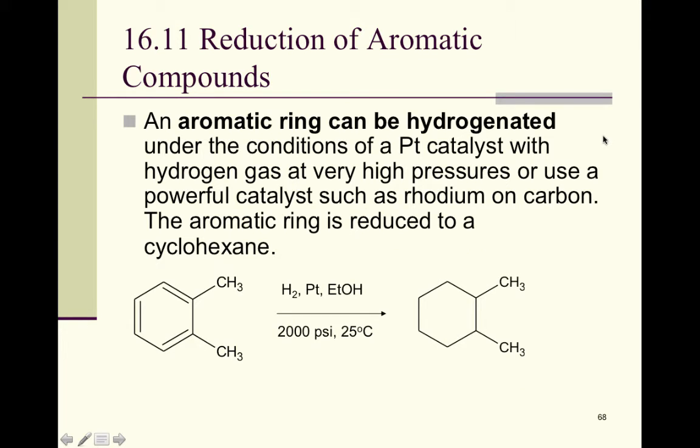An aromatic ring can be hydrogenated under conditions of a platinum catalyst with hydrogen gas at very high temperatures, or we can also use a very powerful catalyst such as rhodium on carbon. What happens in these conditions, again, notice the 2000 psi, 25 degrees, ethanol, platinum, and hydrogen. Under these reactions, we are able to actually reduce and get rid of these carbon-carbon double bonds.